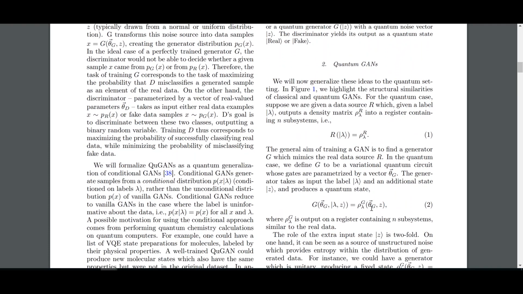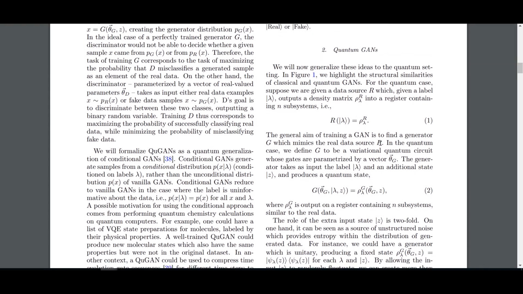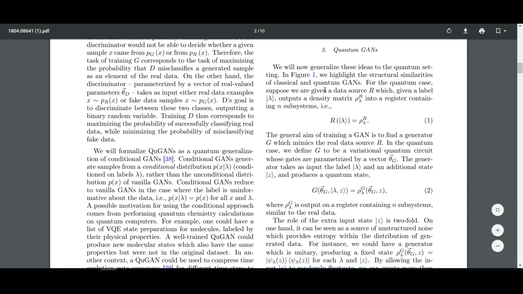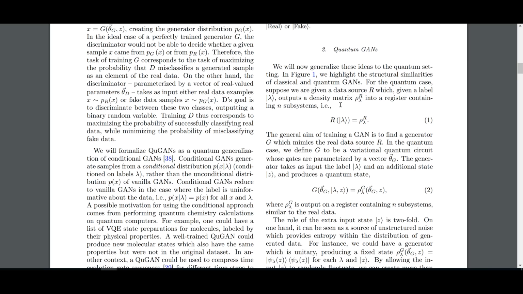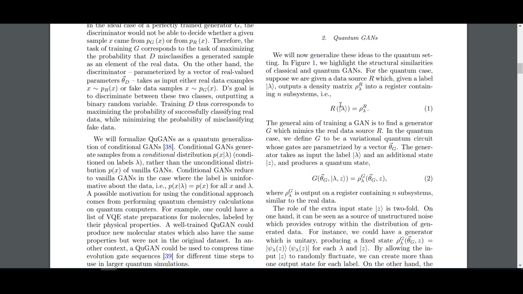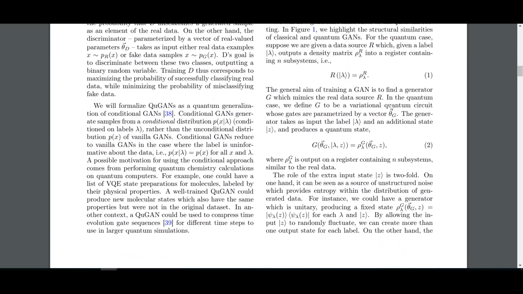So we generalize the idea for the quantum setting. For a quantum case, suppose that we're given a data source R, which, given a label, I think it's lambda, outputs a density matrix. So this is the first time that I see a paper using a density matrix. It's not that I'm reading a lot of papers, but you can check out the other videos that I'm working on in terms of density matrices and their utility. Here it seems like they use it, but I don't know exactly what for.